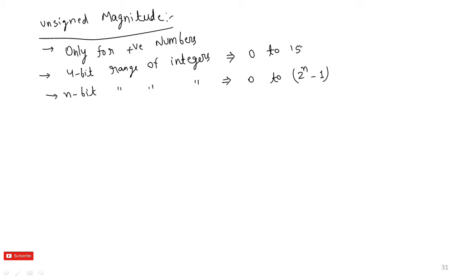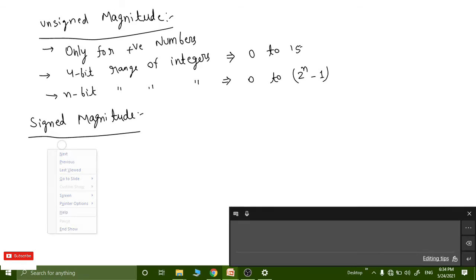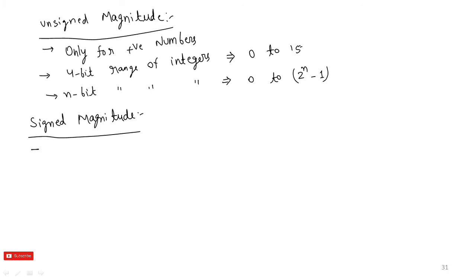Now for signed magnitude, there are important points. Signed magnitude is for positive and negative numbers.